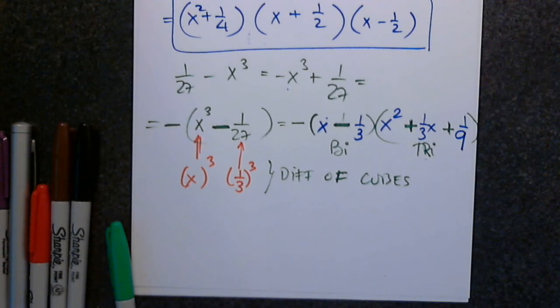Whatever cube is this, whatever cube is this, that gives the binomial, x and 1/3, and it has to have the same sign. If I factor the difference, the binomial has the same sign. If I factor the sum, the binomial has the same sign, plus. And this one is always the opposite of this. So once I identify x and 1/3, I square, I multiply these two, and I square.